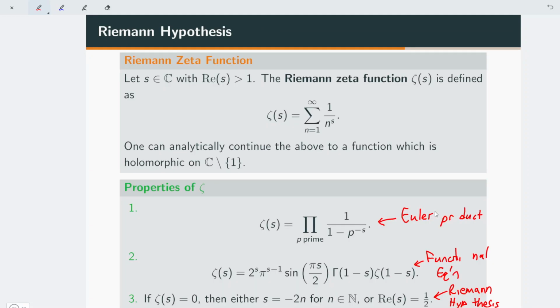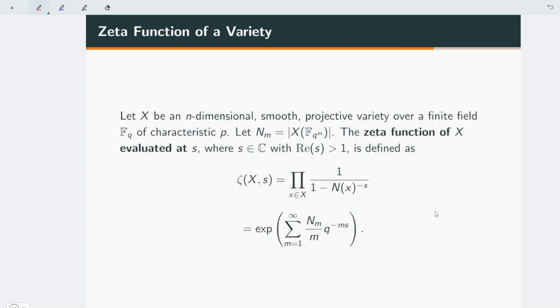So what we're going to do is use some of these properties to define an analogous zeta function for a variety over a finite field, and then look at some properties that remind us of these. So, zeta function of a variety. Let X be some n-dimensional smooth projective variety over a finite field with q elements, characteristic p, so q is some power of p.